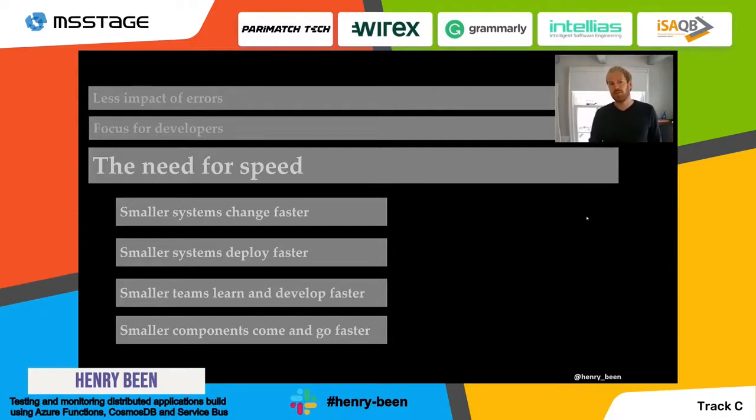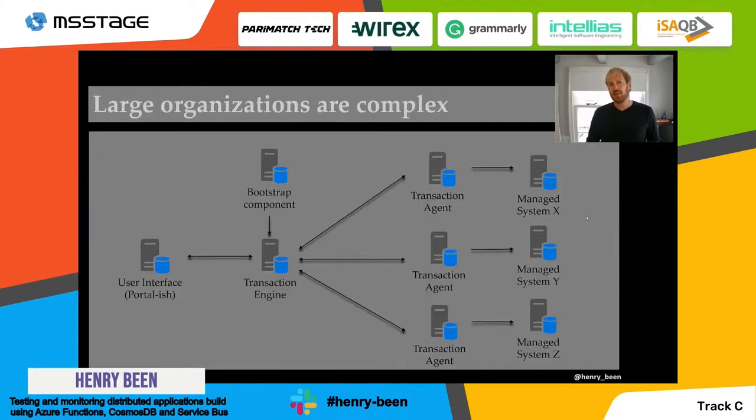So these are all kinds of pros, but there is also one thing that might really force you towards a distributed system. And that is because large organizations are complex. This is kind of the architecture that we developed in my team building a distributed system. Like I said, we had a transaction engine at the core. We had a bootstrap component that set up some base entities, base data. Then we had a user interface that the users could use to drive transactions. It was kind of a portalish thingy. In reality, it were HTML components that were hosted within another application. And then we had a series of transaction agents that executed all the transactions against the systems that they were managing.